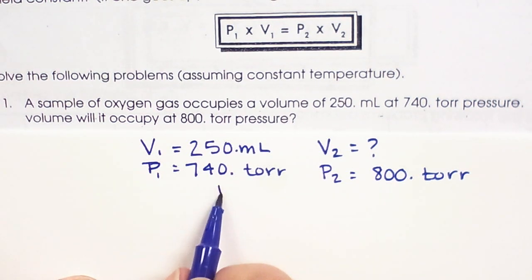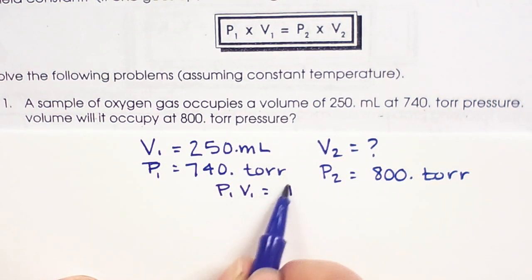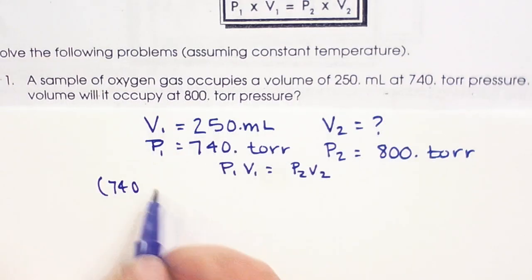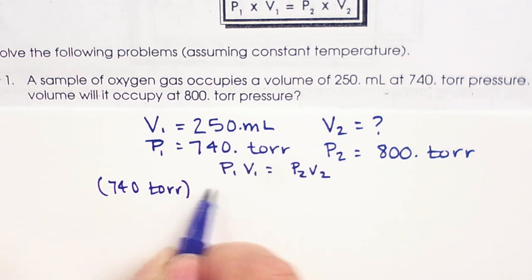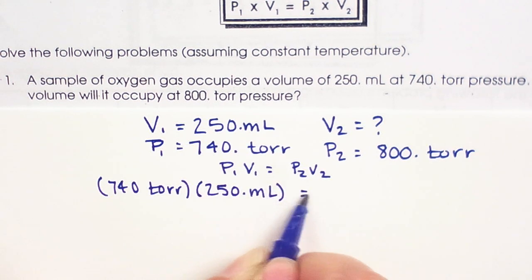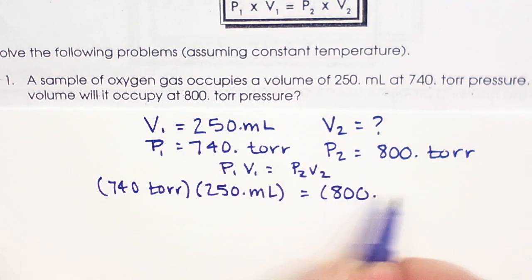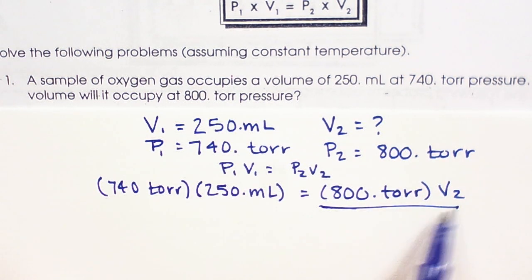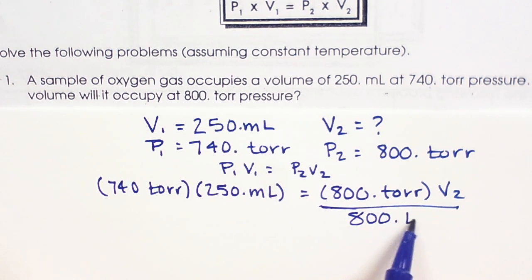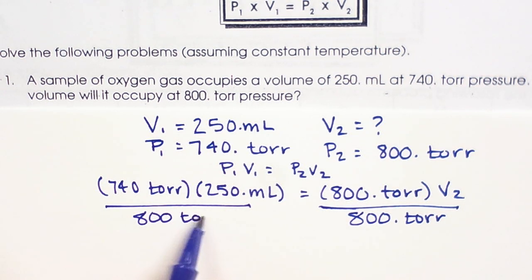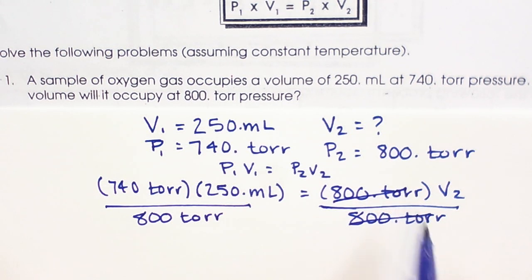So what I've done is I've very carefully in my reading grouped together the volume 1 and pressure 1 that go together. A gas occupies a volume of 250 milliliters at 740 torr. What volume will it occupy at 800 torr? And now I'm ready to write it out. So I get P1 V1 is equal to P2 V2. So P1 740 torr, V1 250 milliliters equals P2 800 torr, V2.